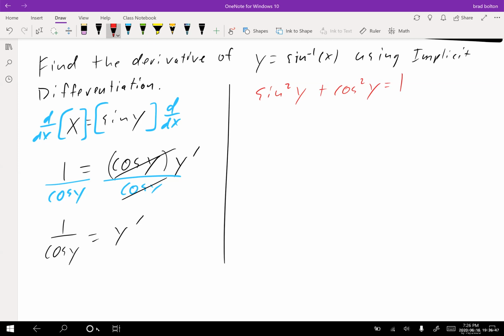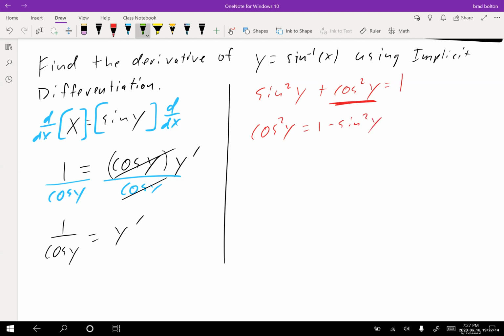Now the thing is we want to find a nice clean derivative that's in terms of x. Right now we have y prime equals something in terms of y. So I want to find a way to rewrite cosine of y. Okay, so what I'm going to do over here is solve for cosine of y. So this is going to be cosine squared y is equal to 1 minus sine squared y.